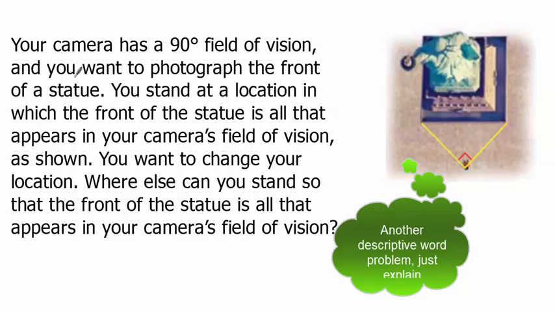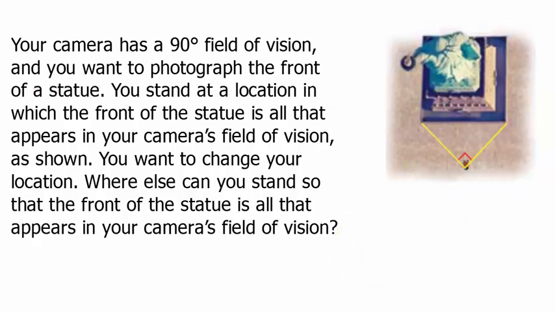So if we want a camera to have a field of vision that is a 90-degree angle looking at the Statue of Liberty, where else could I stand? Well, I could stand anywhere on the half circle. And I'm going to be terrible at drawing this half circle, but if I stand anywhere on that half circle, I'm going to be able to see 90 degrees, the two corners of the Statue of Liberty. So this is another description type of problem, guys.